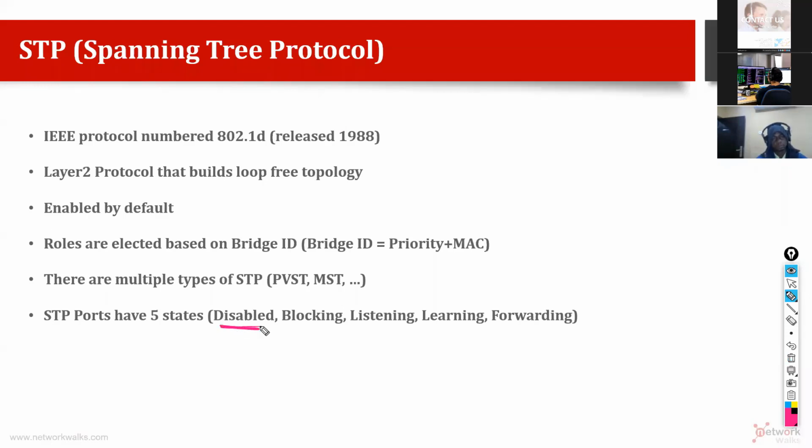Initially each port is disabled, then it goes into blocking, listening, learning, and finally forwarding. Forwarding means it is sending and receiving data. Disabled and blocking mean it is not doing anything at all. We will see this one as well.